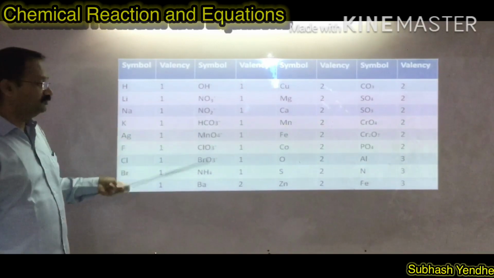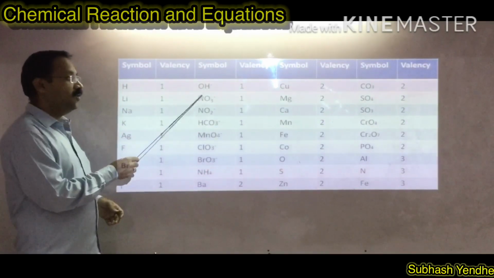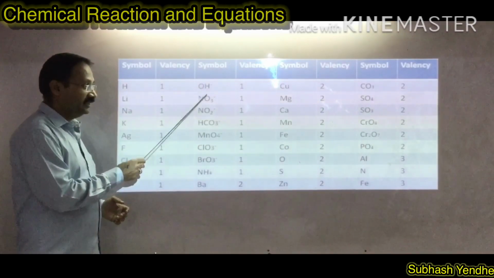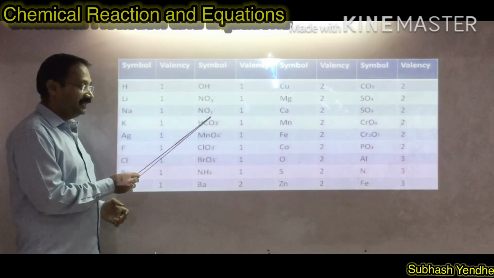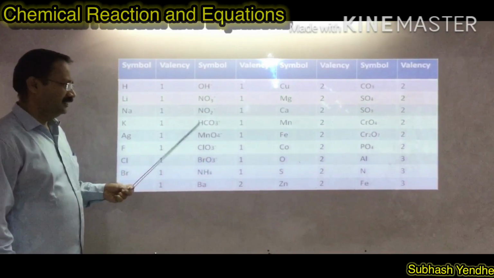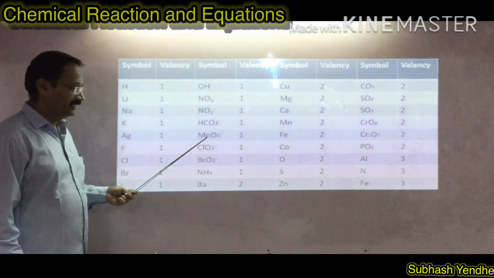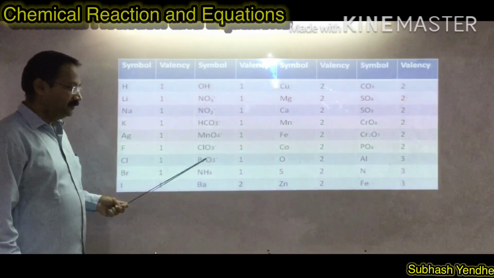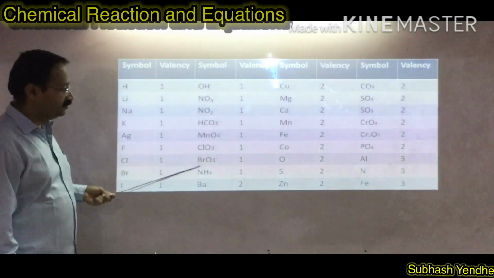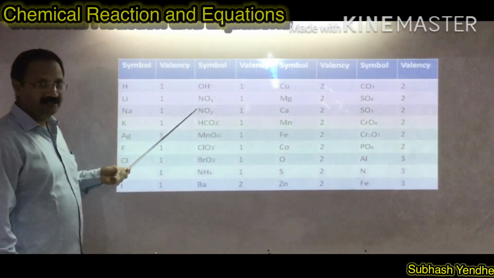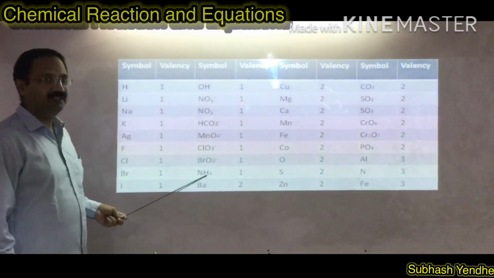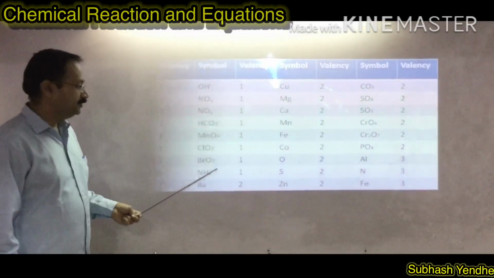Now see the groups. This is O, no, no, meaning hydroxide, nitrate, nitrite. Then HCO3 is bicarbonate. Then permanganate, then chlorate, bromate and then ammonium. These are the groups which have valency 1. And now we are going to see the valency 2.